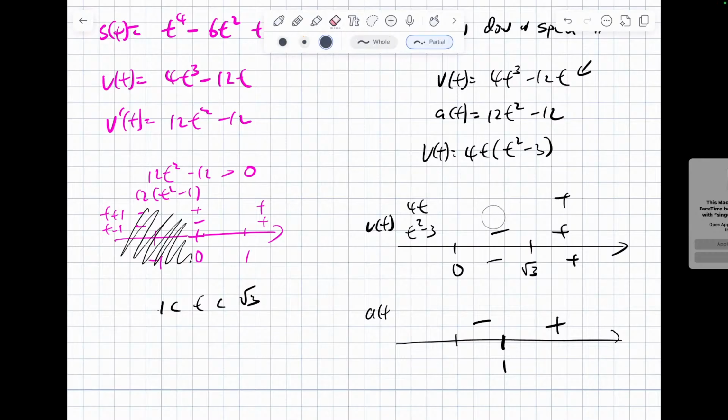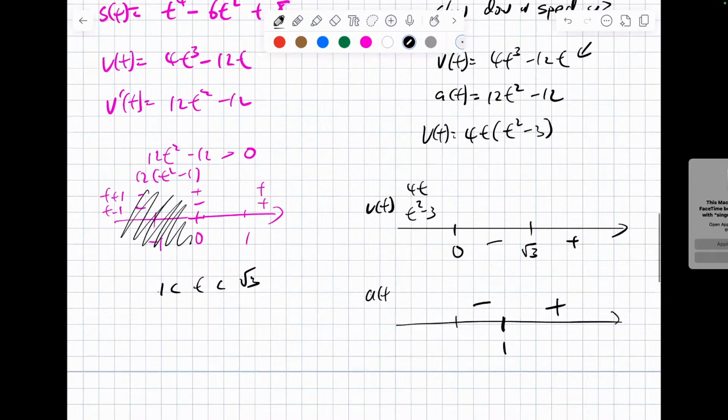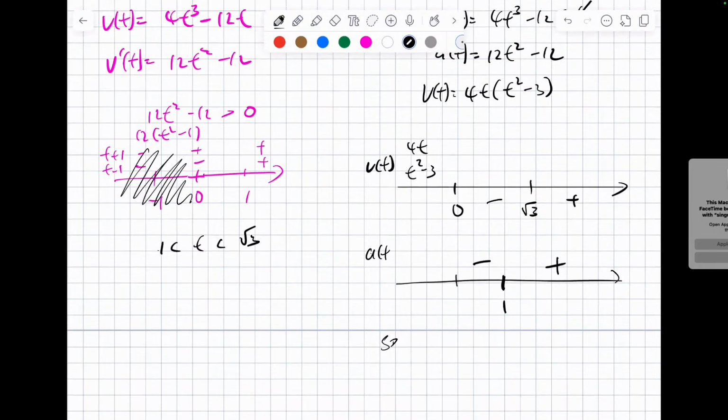Now, can you tell me which part is speeding up? Can you tell me which part is speeding up? Three onward, okay, 3 to infinity. What else? Because they're both positive. What else?